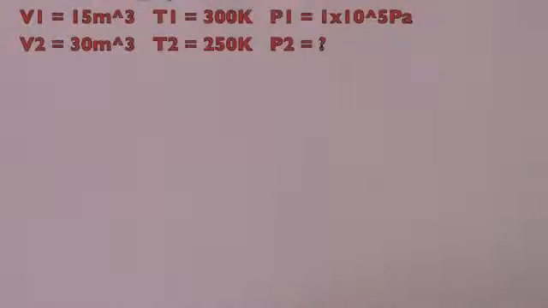Question 2. We have a helium balloon whose volume at ground level is 15 cubic meters. The temperature is 300 degrees K and the pressure is 1 times 10 to the 5th pascal. When it gets to a height, it has a volume of 30 cubic meters and the temperature is 250 K. What is the pressure when it reaches that height?